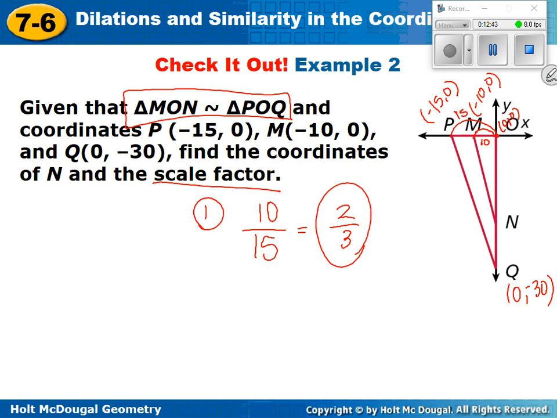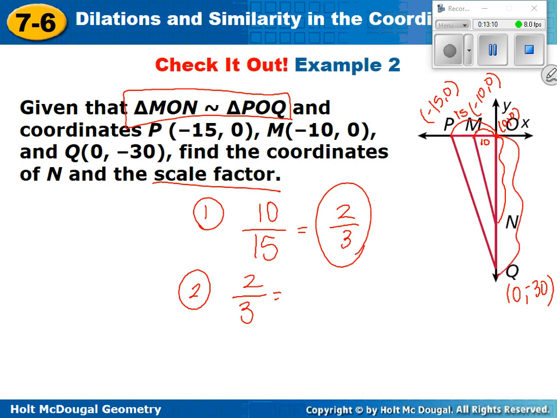Okay, second thing you're going to do is try to find the coordinates of point N. To do that, we're going to compare our side lengths. We'll start with our scale factor, 2/3. You could use 10 over 15 if you want, but it's easier probably mathematically to use our reduced value. So we did small to big, 2 to 3. So now we want to come over here and do small to big.